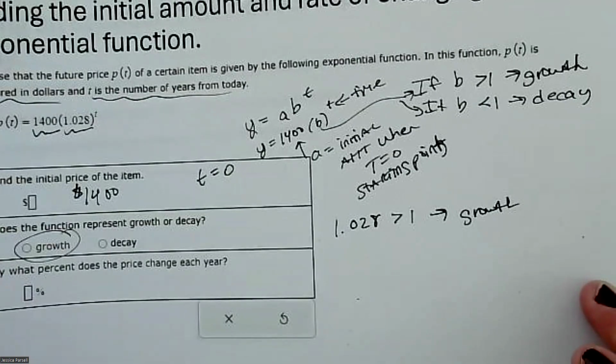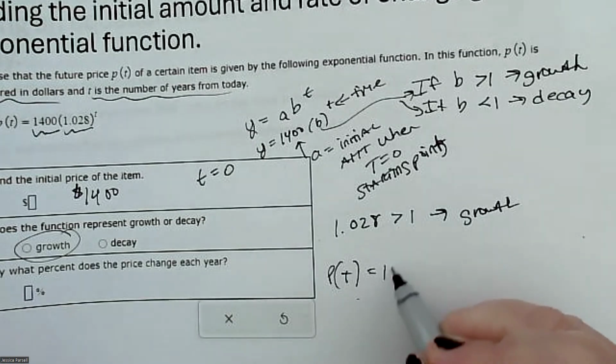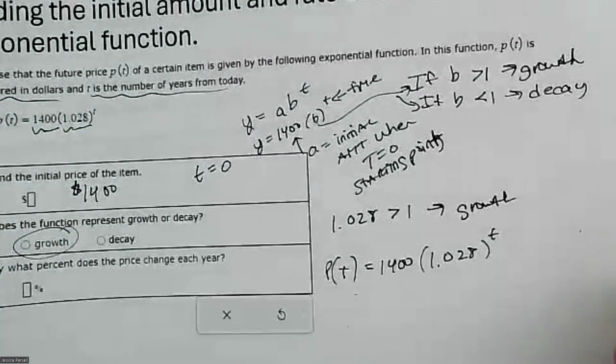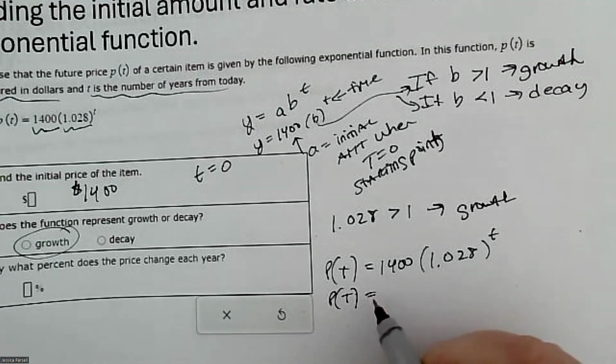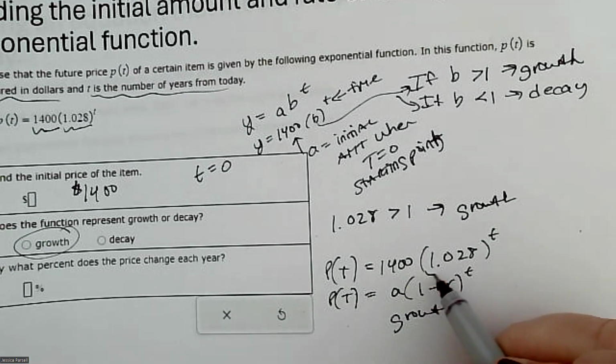Okay, by what percent does the price change each year? Well, if we break apart this problem again, P of T equals 1400 times 1.028 to the T. And remember what I had you write down on your last slide. P of T equals A, well, let me make sure I write it exactly like I gave it to you on the last slide so that there's no confusion. For your growth, it was A times 1 plus R raised to the T. Okay, so 1 plus R is what's going on in here.